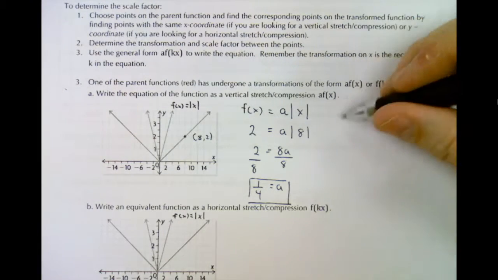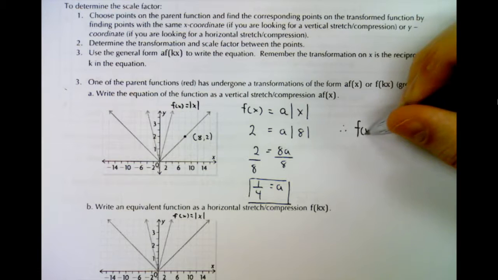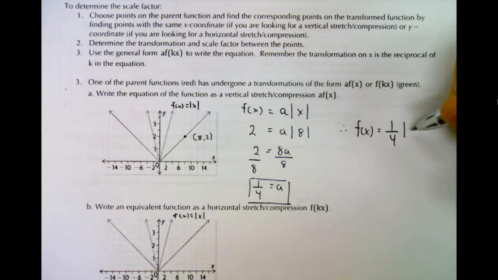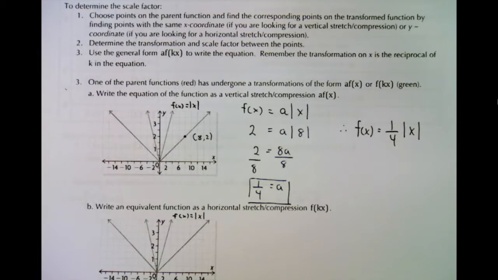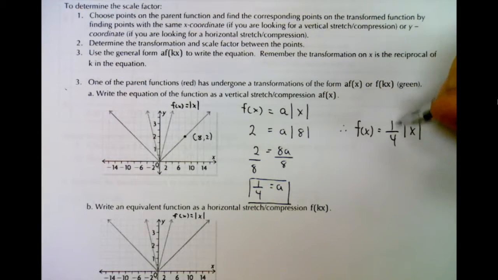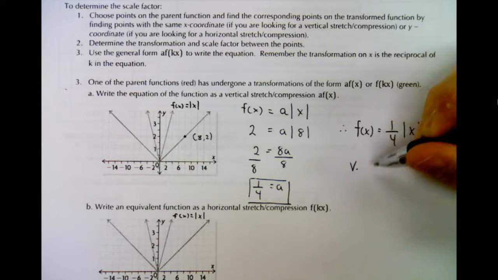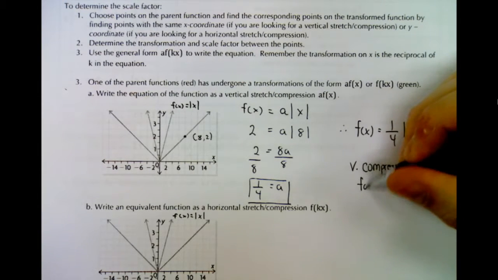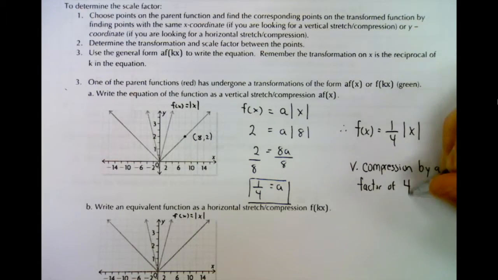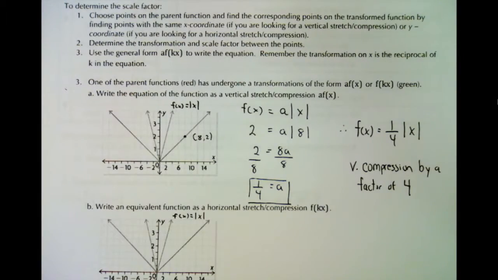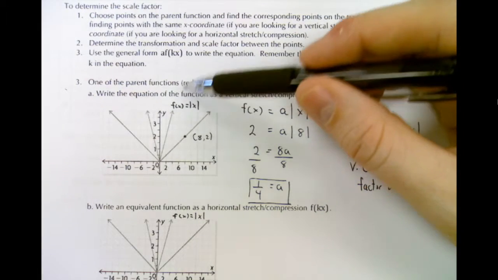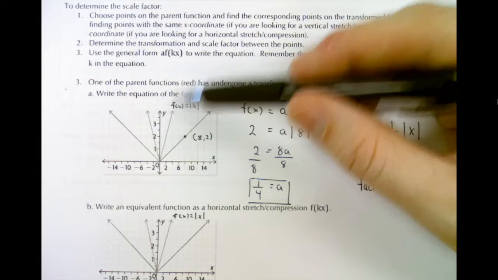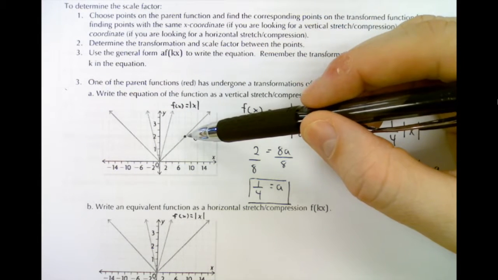So if we wanted to write the equation, we would say f of x is 1/4 absolute value of x. And in terms of a transformation, what transformation is that? Well, 1/4 for a is a vertical compression by a factor of 4. Why 4? Well, because we're compressing, which means division. We're dividing the y values by 4. That's how we get a point that should be way up here on our original to come all the way down here. We're dividing the y value by 4.